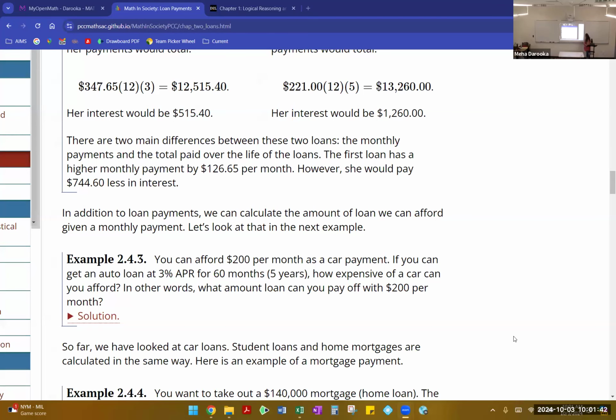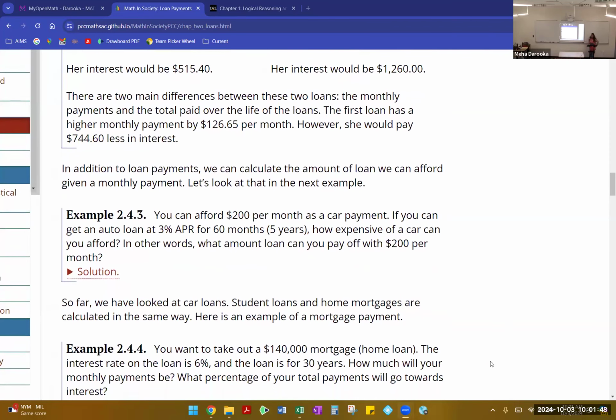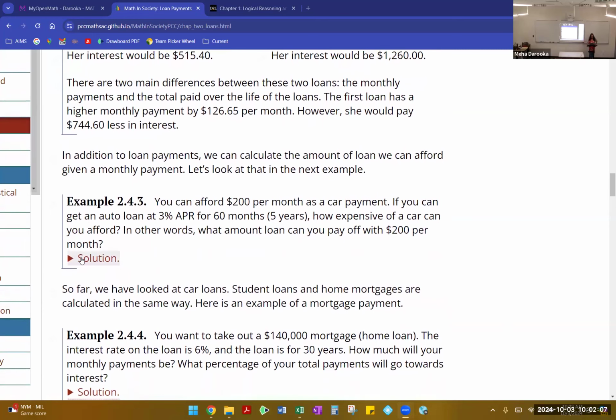Okay. So let's look at example 243. So basically they are saying we can afford $200 per month as a car payment. If you can get an auto loan at 3% APR for 5 years, 60 months, how expensive of a car can you afford? So basically they're asking us, how much loan can we pay off if our limit is $200 a month on the car payments.